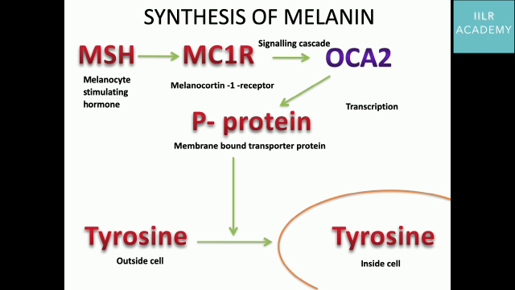This OCA2 gene undergoes the transcription process and then forms a protein called the P protein. We have also seen that the OCA2 gene was formerly called the P gene for the same reason, that it forms the P protein. Now this P protein is a membrane bound transporter protein which allows tyrosine, which is an amino acid, from outside the cell to inside the cell.